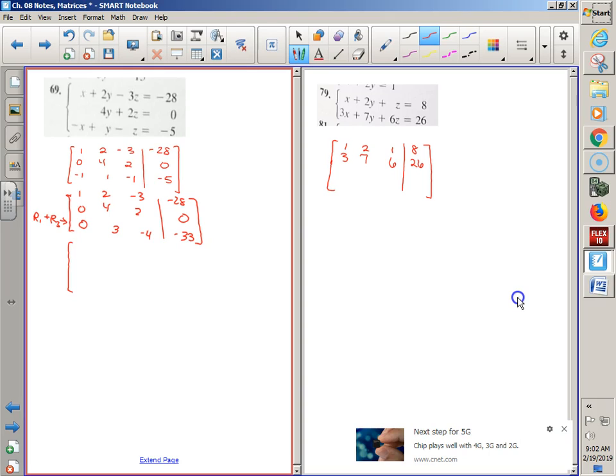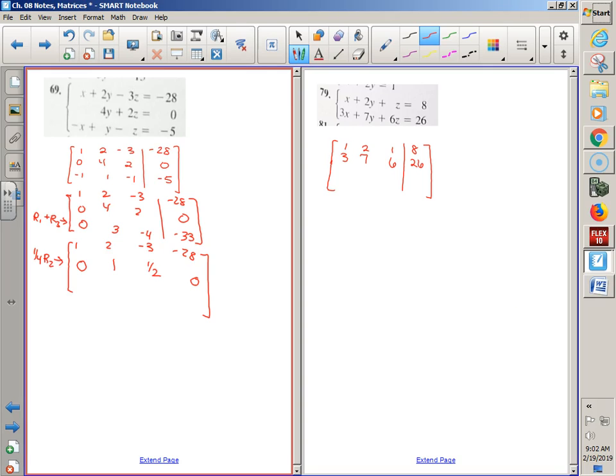How do we get 1s? We divide. So I'm going to do 1/4 row 2. 0 divided by anything or times anything is 0. 4 divided by 4 is 1. 2 divided by 4 is a half. 0 divided by 4 is 0. My other rows were fine. I wasn't allowed to touch them yet because they weren't my next objective. My next objective was just that 1.